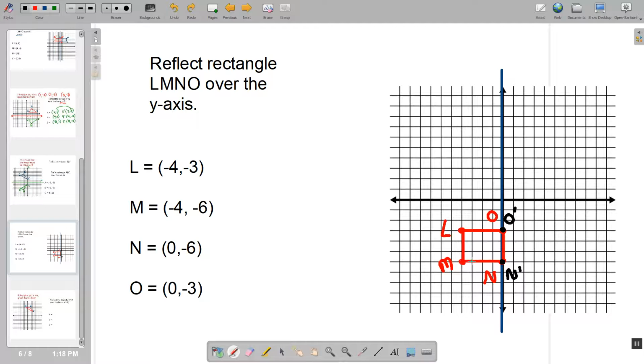Now we have M is 1, 2, 3, 4 away. So it's going to be 1, 2, 3, 4 away in the opposite direction. So there is our M prime, and our L prime will be right here.